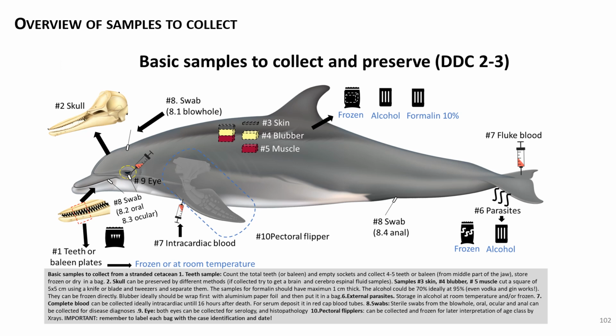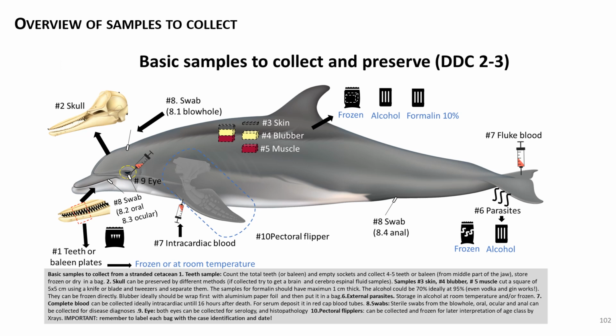Then take a sample of the skin, blubber, and muscle. Cut a square of 5 by 5 centimeters using a knife or blade and tweezers and separate them. The samples for formalin should be a maximum of 1 centimeter thick. The alcohol could be 70%, ideally 95%. And as said before, even vodka and gin work. They can be frozen directly. Blubber ideally should be wrapped first with aluminum foil and then put in a bag.